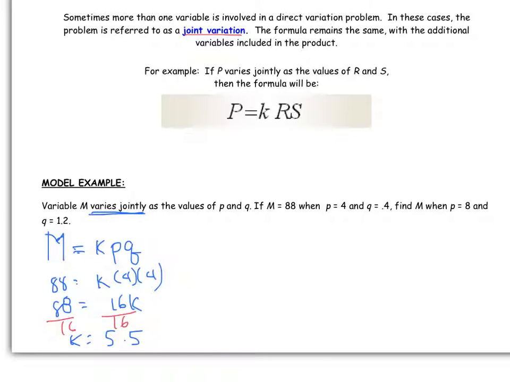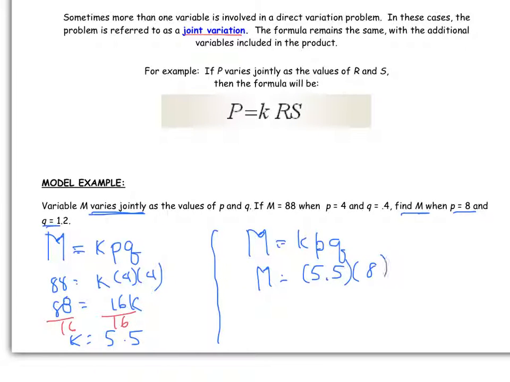Now we need to answer the question. They want us to find M when P is 8 and Q is 1.2. So M, we don't know in this case. We're going to put the equation so we don't forget it. M is unknown, K is 5.5, P is 8, and Q is 1.2. So M happens to be 446.6. If there are any mistakes I'm making, please make the corrections and let me know, okay?